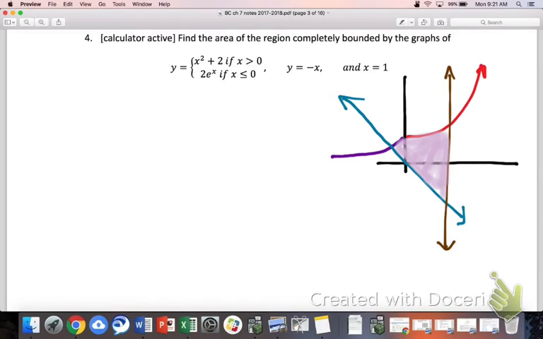Graph-wise, does this make sense? See it okay? The purple graph is supposed to be the 2e to the x, which would then be continuous, not differentiable necessarily, but continuous with the parabola there when x is 0. We'd have continuity there. The parabola is the red graph. The blue line is the y equals -x graph. X equals 1 is vertical. That's the brown line off to the right. Okay.